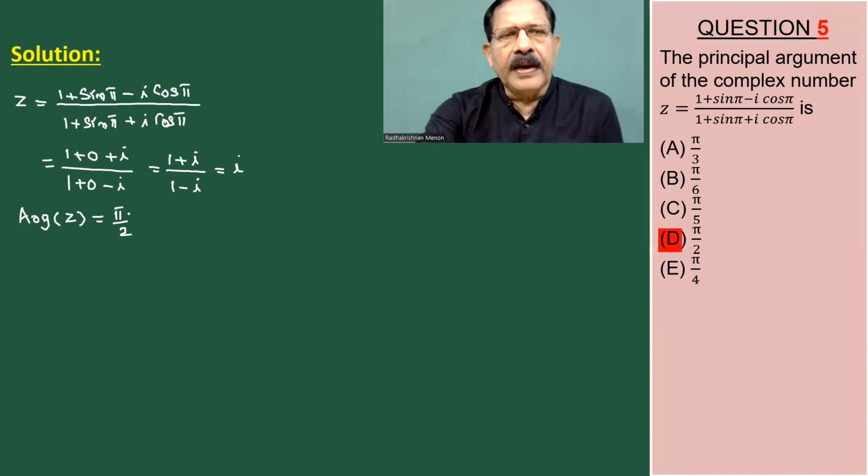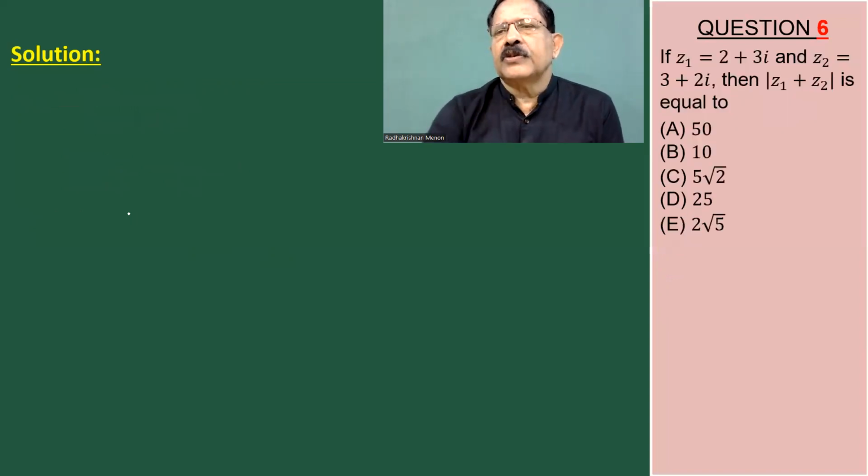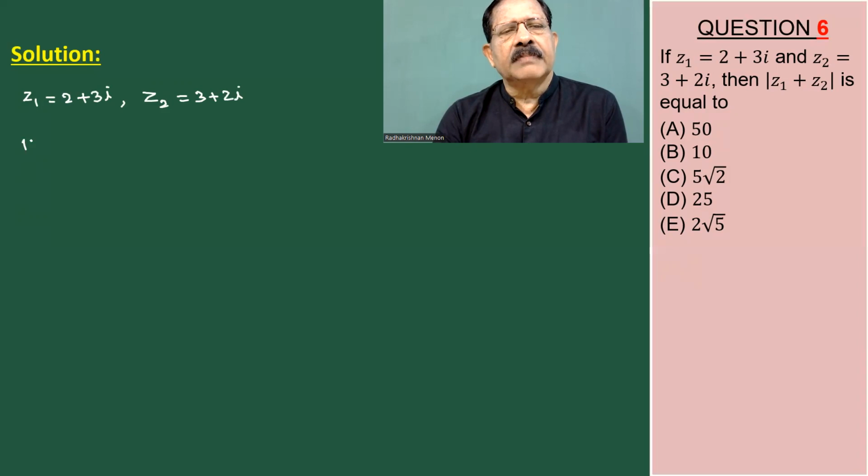Now let us go to the next question. Very easy. Z1 and Z2 are given. Z1 is equal to 2 plus 3i. Z2 is equal to 3 plus 2i. Find modulus of Z1 plus Z2. You cannot separate it; you cannot write mod Z1 plus mod Z2. Be very careful. You have to add and then find the modulus.